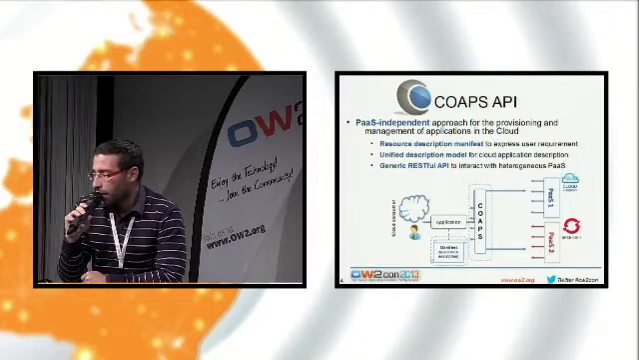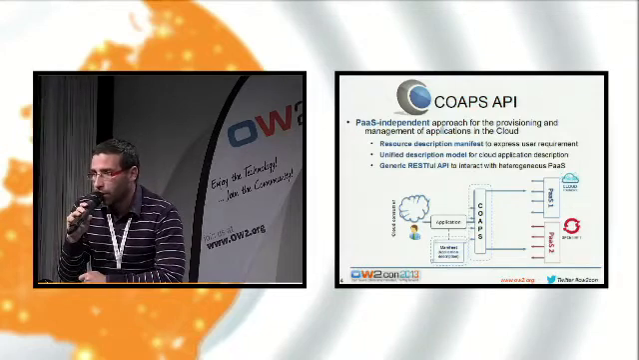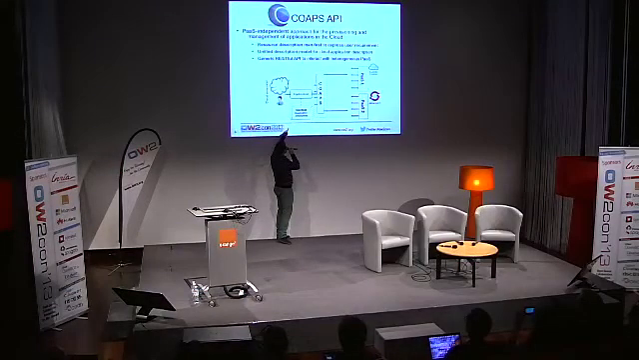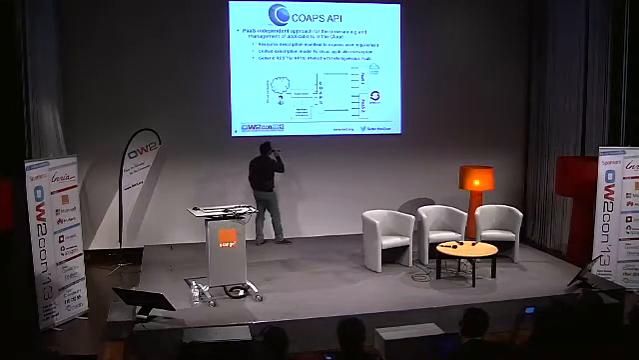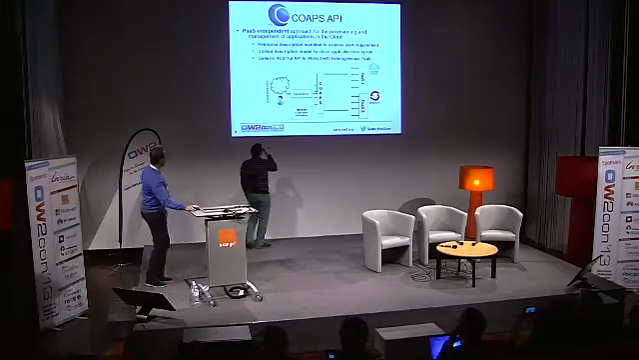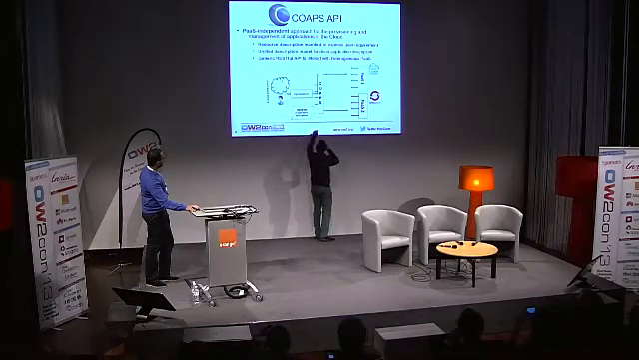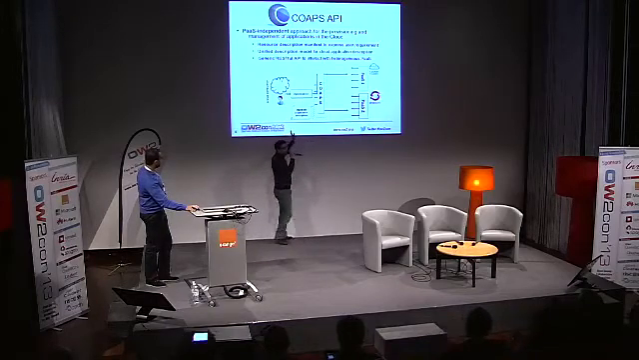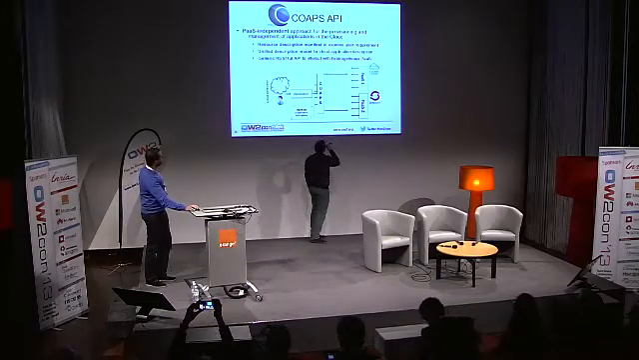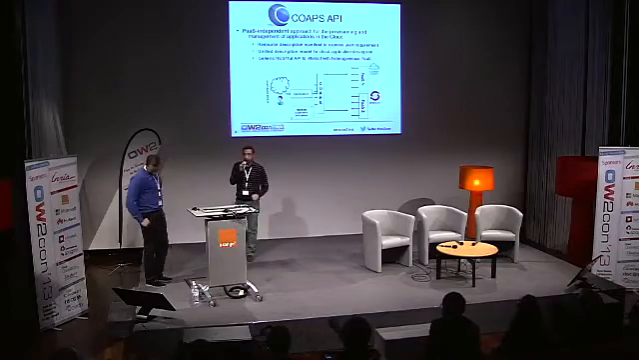So COAPS is a PaaS-independent approach for provisioning and management of applications in a PaaS. Here we have an application manifest to describe the application through a description model that we have defined as part of our work. And here we have the generic RESTful API, which exposes generic interfaces on the side of the cloud consumer. And on the provider side, it exposes specific implementations depending on the proprietary provider APIs.